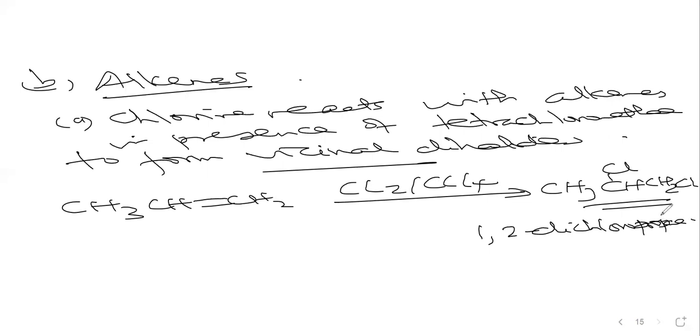This reaction does not require you to heat. So in this reaction, we are converting an alkene to a vicinal dihalide. That's a very good reaction by which we can convert alkenes. This reaction can also be done using bromine.